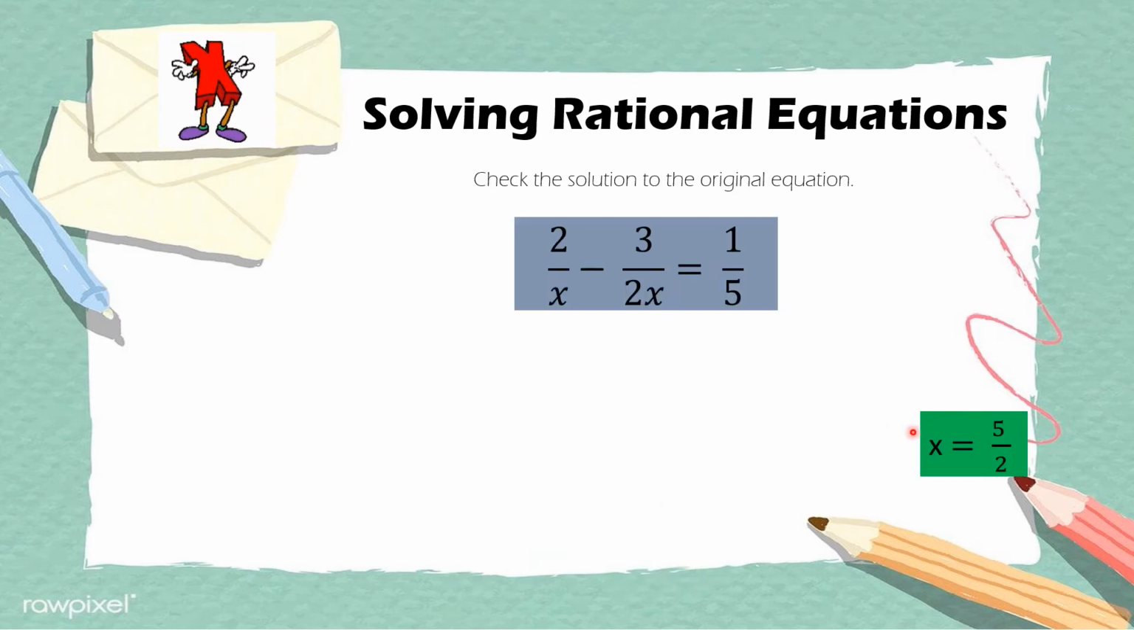Okay, so we will check if 5 over 2 is a correct solution. Make this as your replacement value. So instead of writing 2 over x, you will write 2 all over 5 over 2, minus 3 over 2 multiplied by 5 over 2 equals 1 over 5. As you can see, your goal here now is to make this one side equal 1 over 5.